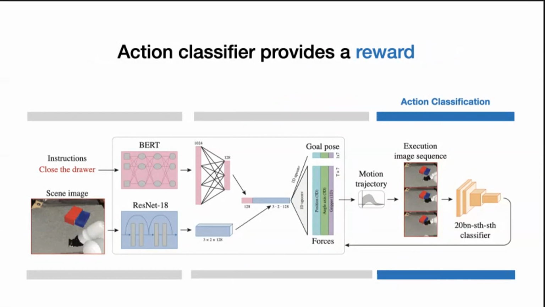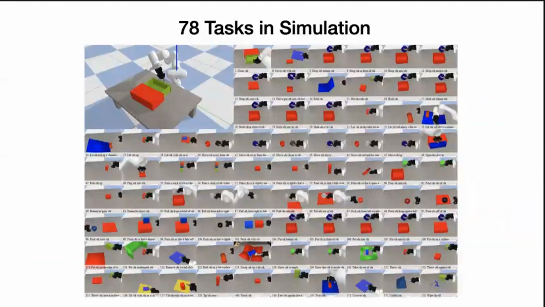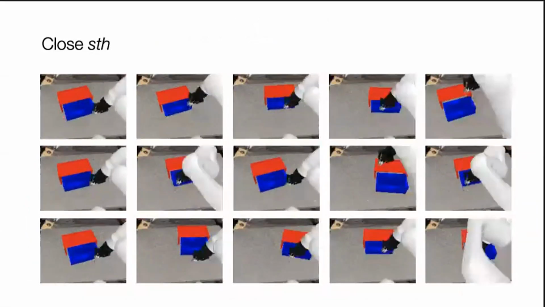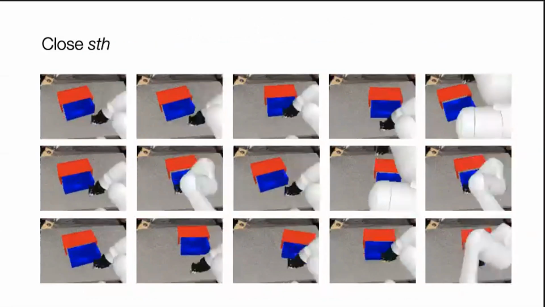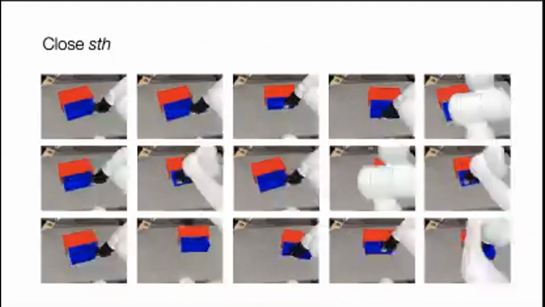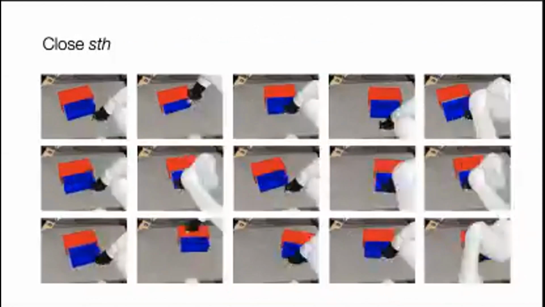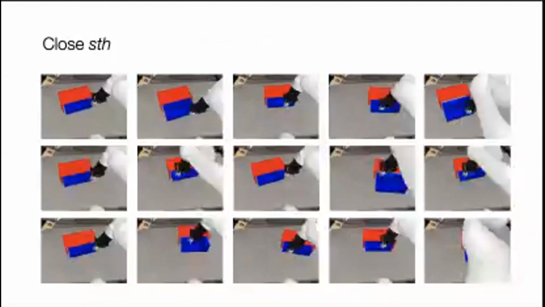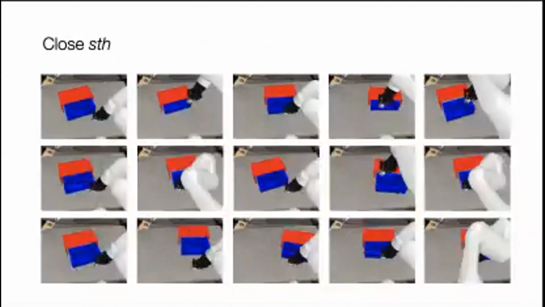All right, so we actually test this on 78 different tasks in simulation that match up with the 20 billion something-something data set. And for each of these tasks, we train a policy using this pipeline that I just showed you. And here are some examples of these policies for one particular instruction. So this is close something. Note that the difference here is that the policy has to work with the same object, but in different poses.